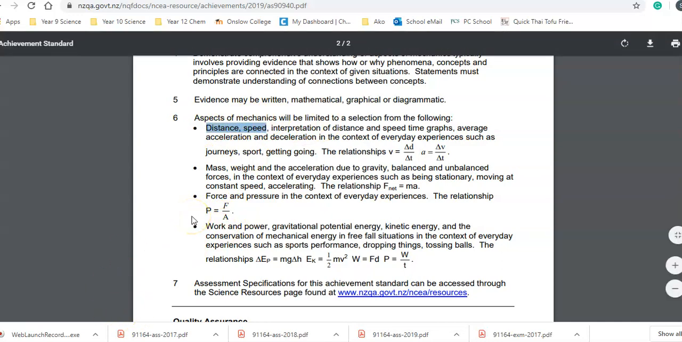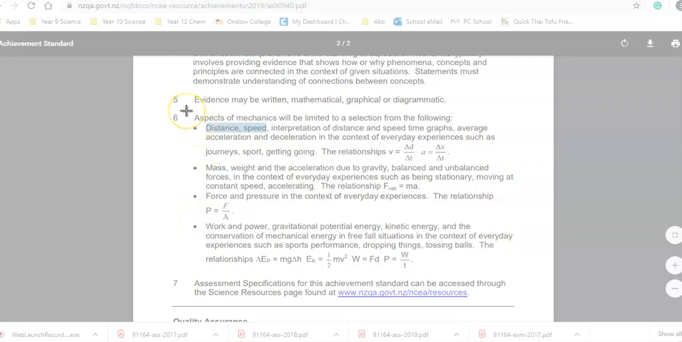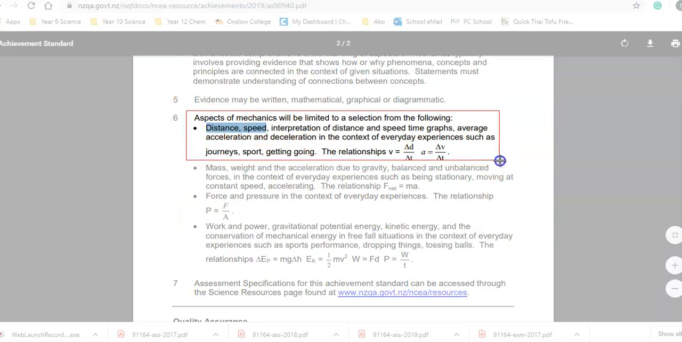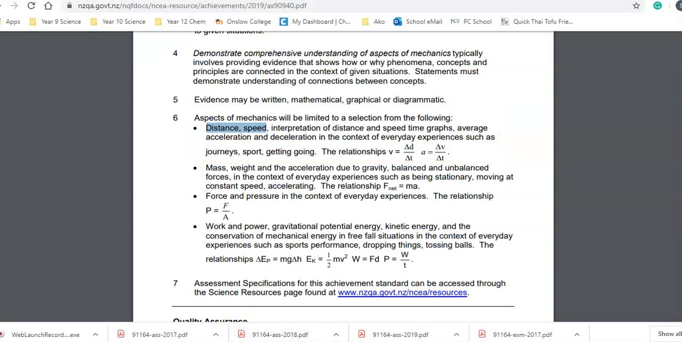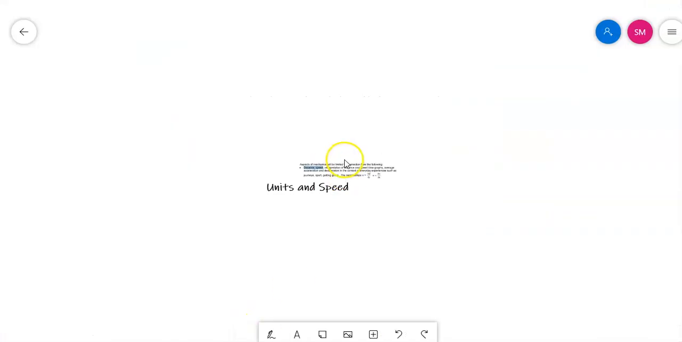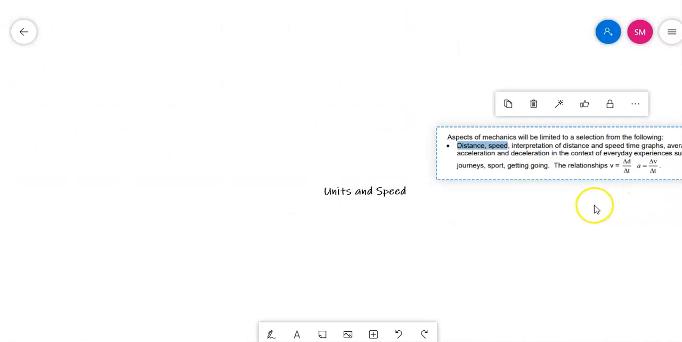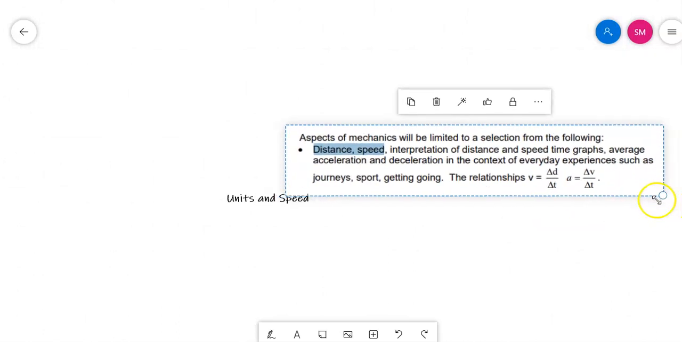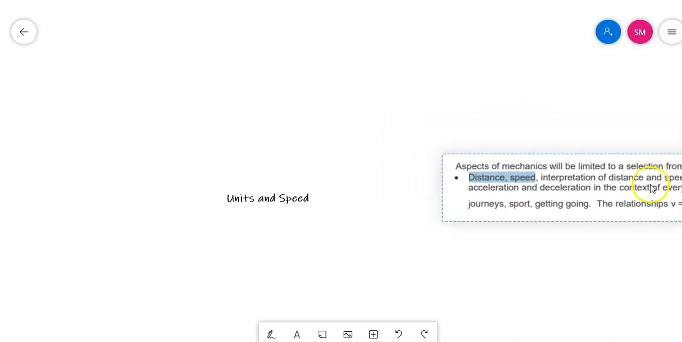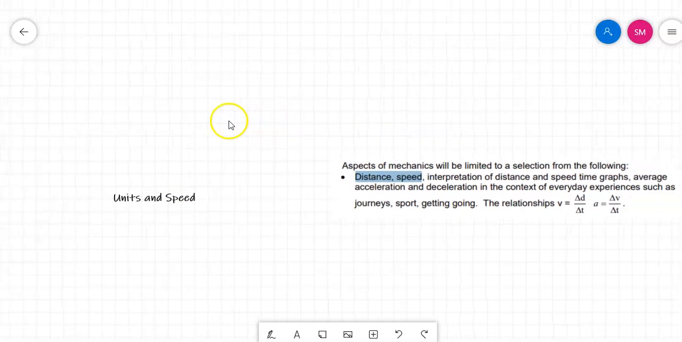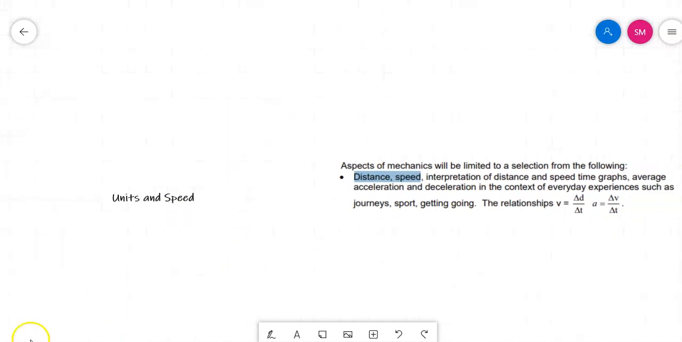So what I'm going to do is just copy this part of the screen here, and we'll take that into our whiteboard here. So we're just looking at distance and speed today, and then in future videos we'll look at the interpretation of distance and speed time graphs, and we will gradually get through everything that can be covered in this topic. So we'll start by talking about units.